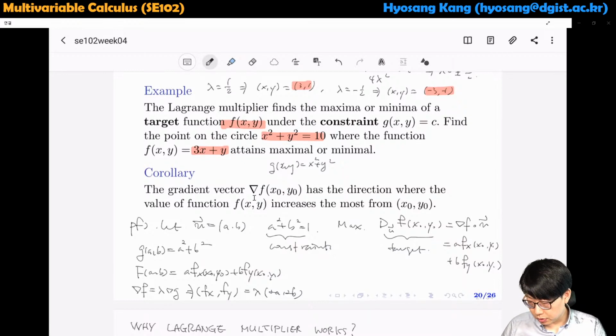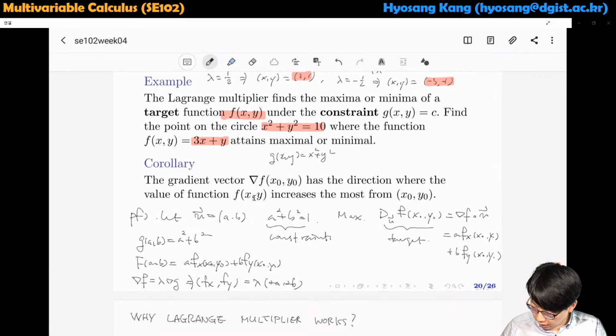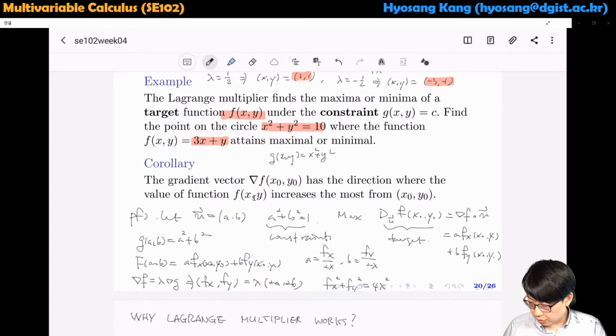So I want these to be equal. Basically I need a to be fx over 2 lambda, and b to be fy over 2 lambda. But I want this (a, b) to satisfy the constraint. So basically fx squared plus fy squared equals 4 lambda squared. So I fix this lambda. Basically lambda works as if it's a normalization of the vector u.